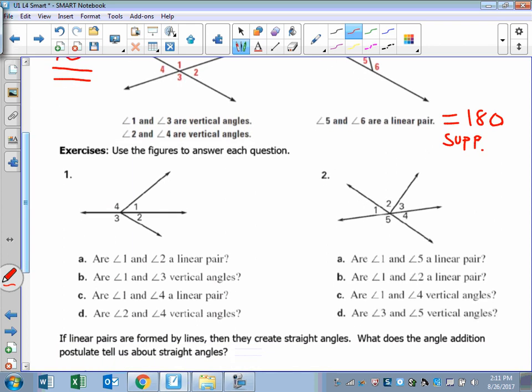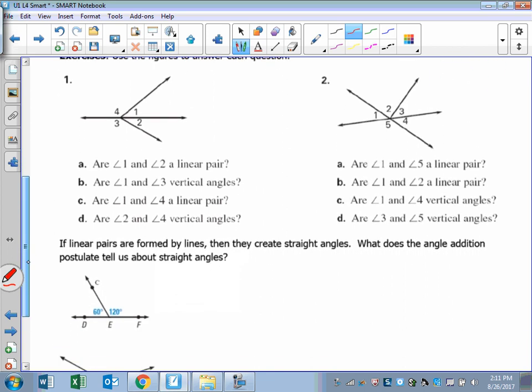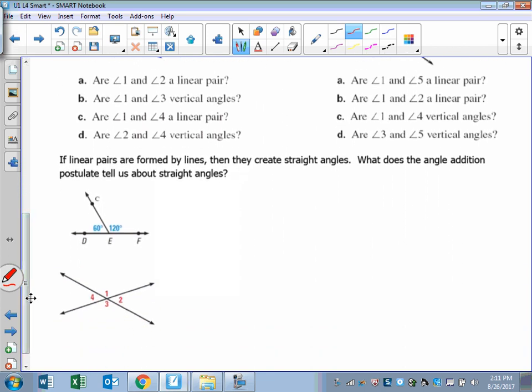Here are some exercises you can do on your own, just saying whether the angles are linear or vertical, yes or no. That should be pretty easy, so I'm going to skip over that. If linear pairs are formed by lines, then they create straight angles. What does the angle postulate tell us about straight angles? Well, I told you earlier that linear pairs are supplementary, and here's an example. We have 60 plus 120, and as you can see, that adds up to 180.